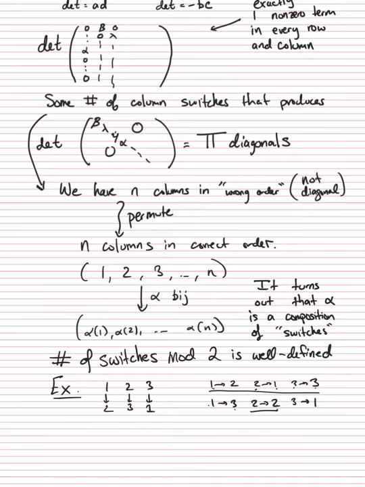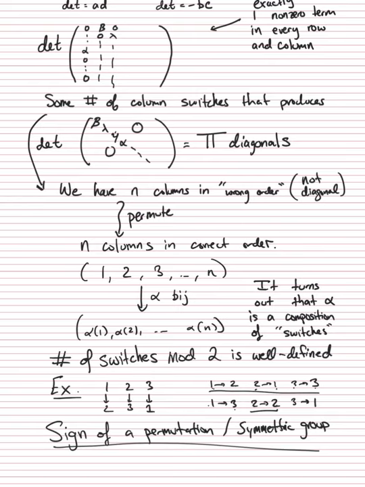Okay? And if you want to look it up, this is called the sign of a permutation. You can also Google the symmetric group, which is just the group of permutations on n letters, or n element sets. Okay, and then you'll quickly find these concepts defined and more of their properties.